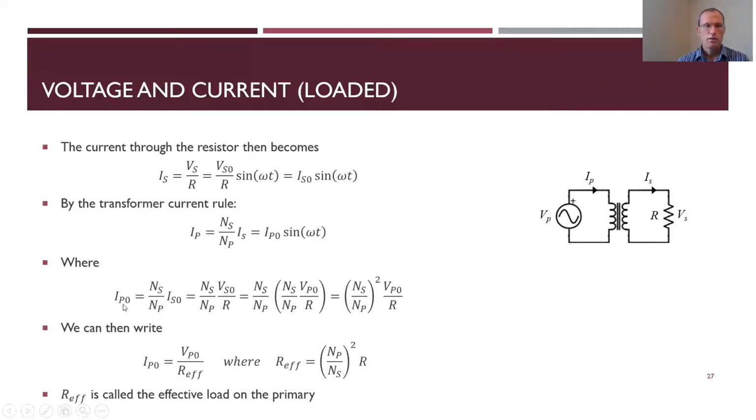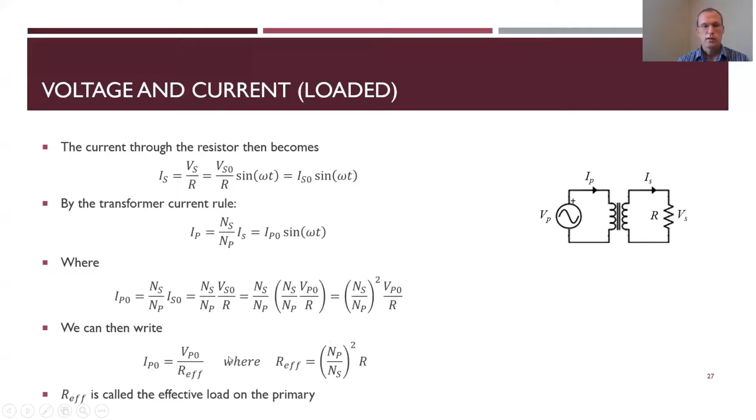So IP amplitude is NS over NP times IS amplitude. And then IS amplitude is Vs over R. And then Vs is Ns over Np times Vp. And so what I end up with is Ns squared over Np squared times Vp over R.